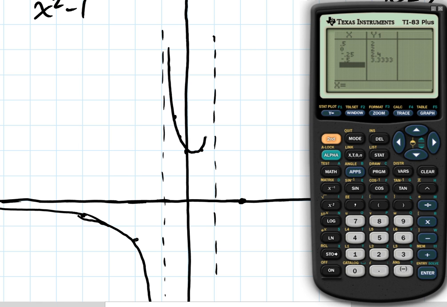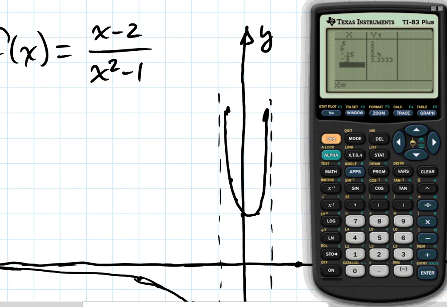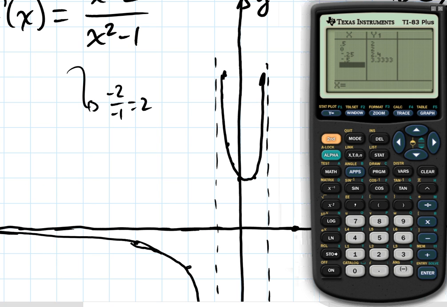And I should have thought about this earlier, but when I was looking at this function, right, when x is 0, this whole thing becomes -2 divided by -1, so it equals 2. So it shouldn't surprise me at all that I'm having this y-intercept at the point when y is positive 2.